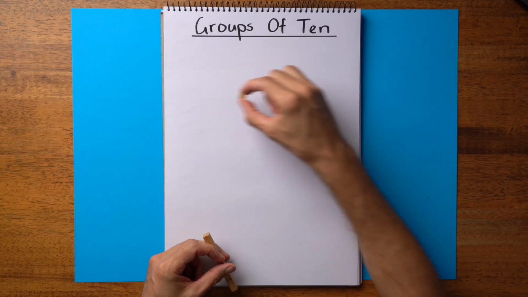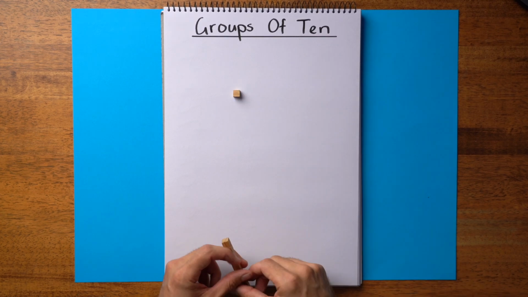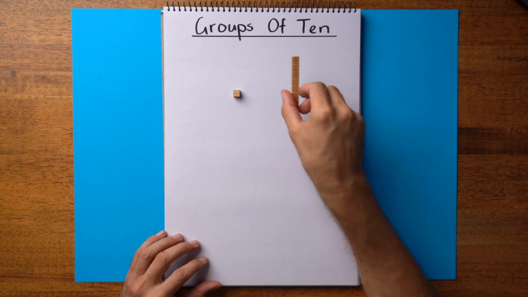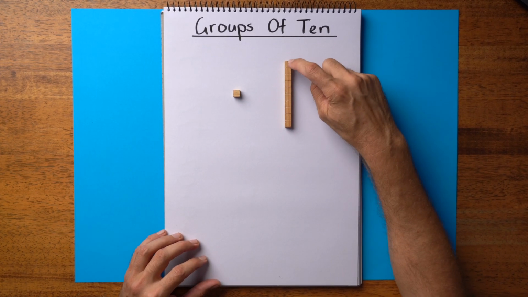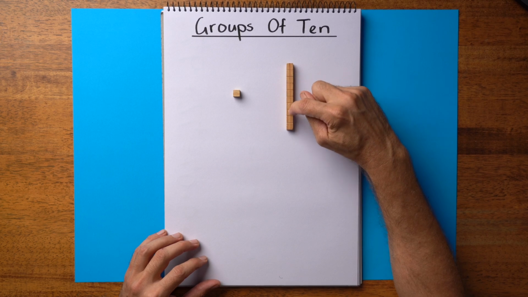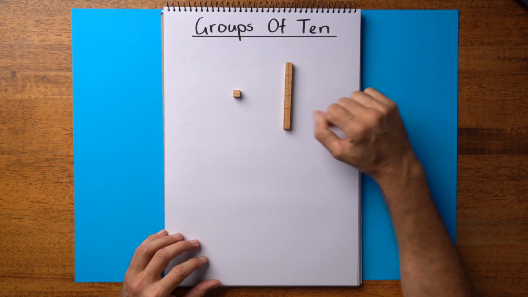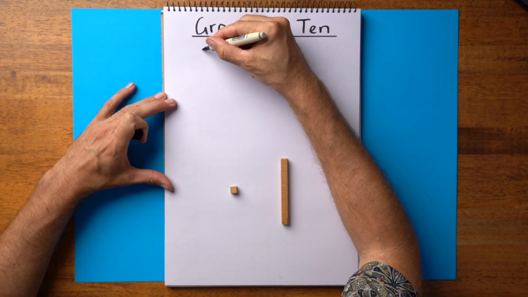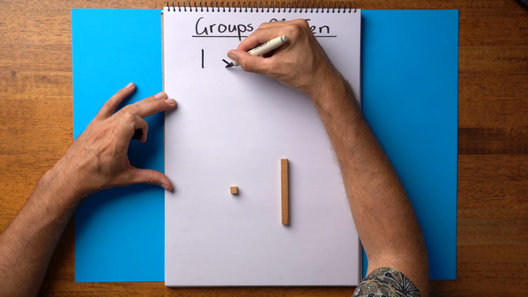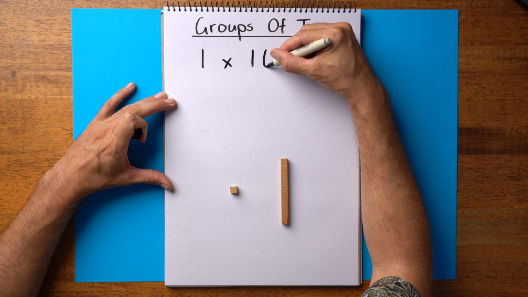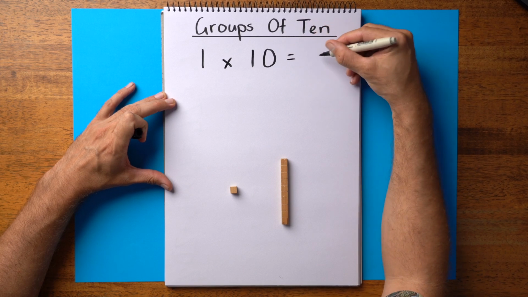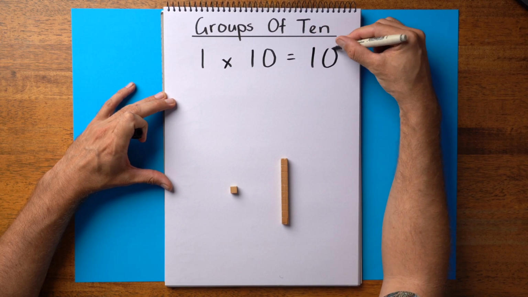Let's have a look. If a 1 looks like this, a group of 10, which is 10 ones, would be 1, 2, 3, 4, 5, 6, 7, 8, 9, 10. So that is a group of 10. We could write it like this. 1 group of 10 is the same as 10.